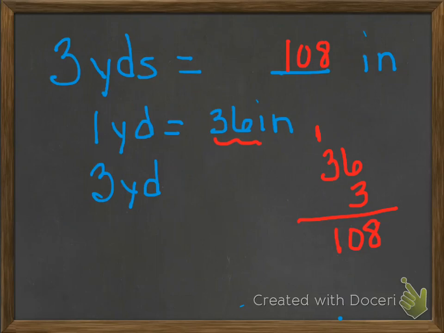Now let's check and make sure this is reasonable. When you look at this, we know that a yard is about the size of that yardstick that I have in my classroom. We know that an inch is about the size from the top knuckle of your thumb to the tip. Does it make sense to have 3 of those large sticks and have 108 inches, 108 of that length on your finger? Yeah, that's pretty close. I do need to have more inches than I do yards. So we're going to go with that.